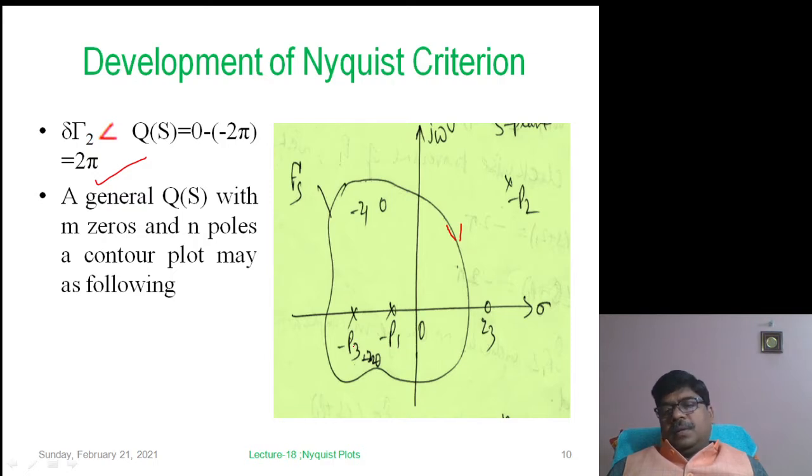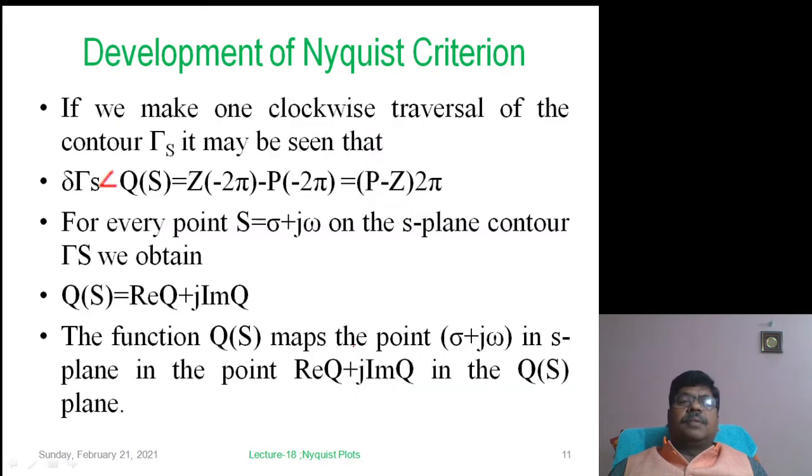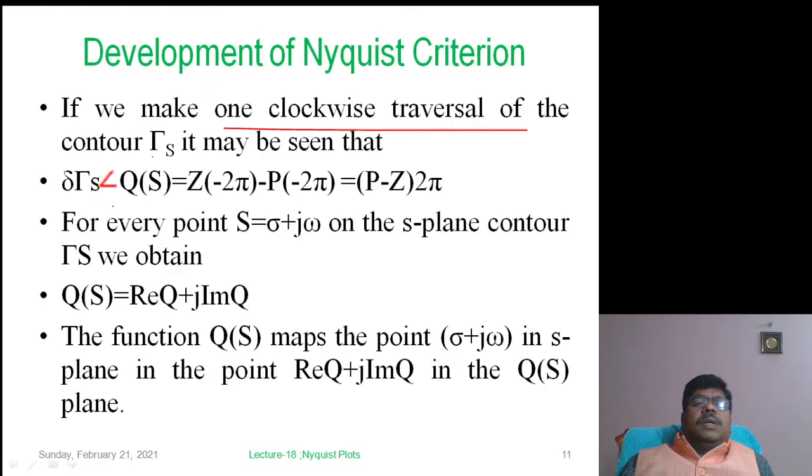while moving in the clockwise direction. So, in general what we can conclude is, if we make one clockwise traversal of a contour, the net angle contributed by Z number of zeros is multiplied by minus 2 pi, minus the number of poles times minus 2 pi. So, the net angle contributed will be (number of poles minus number of zeros) multiplied by 2 pi. So, this is the net angle.